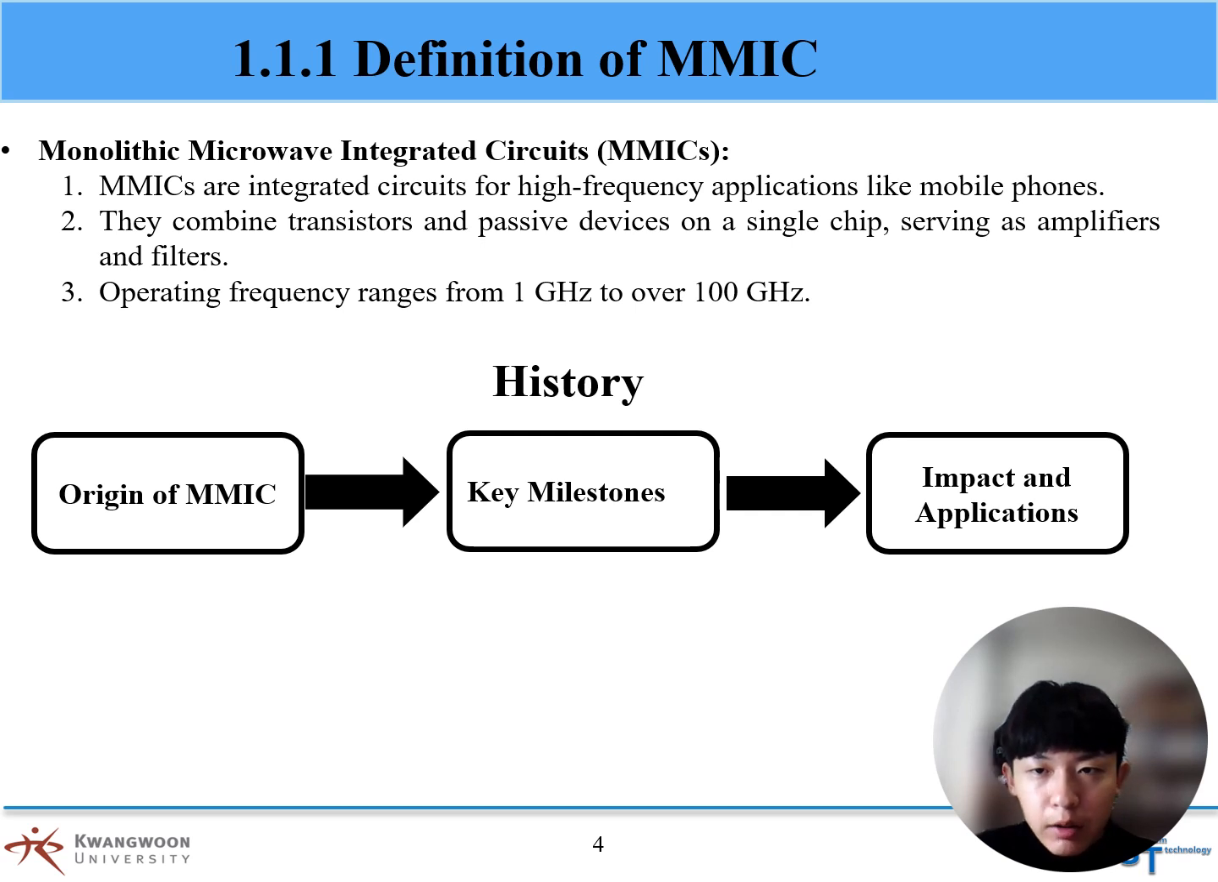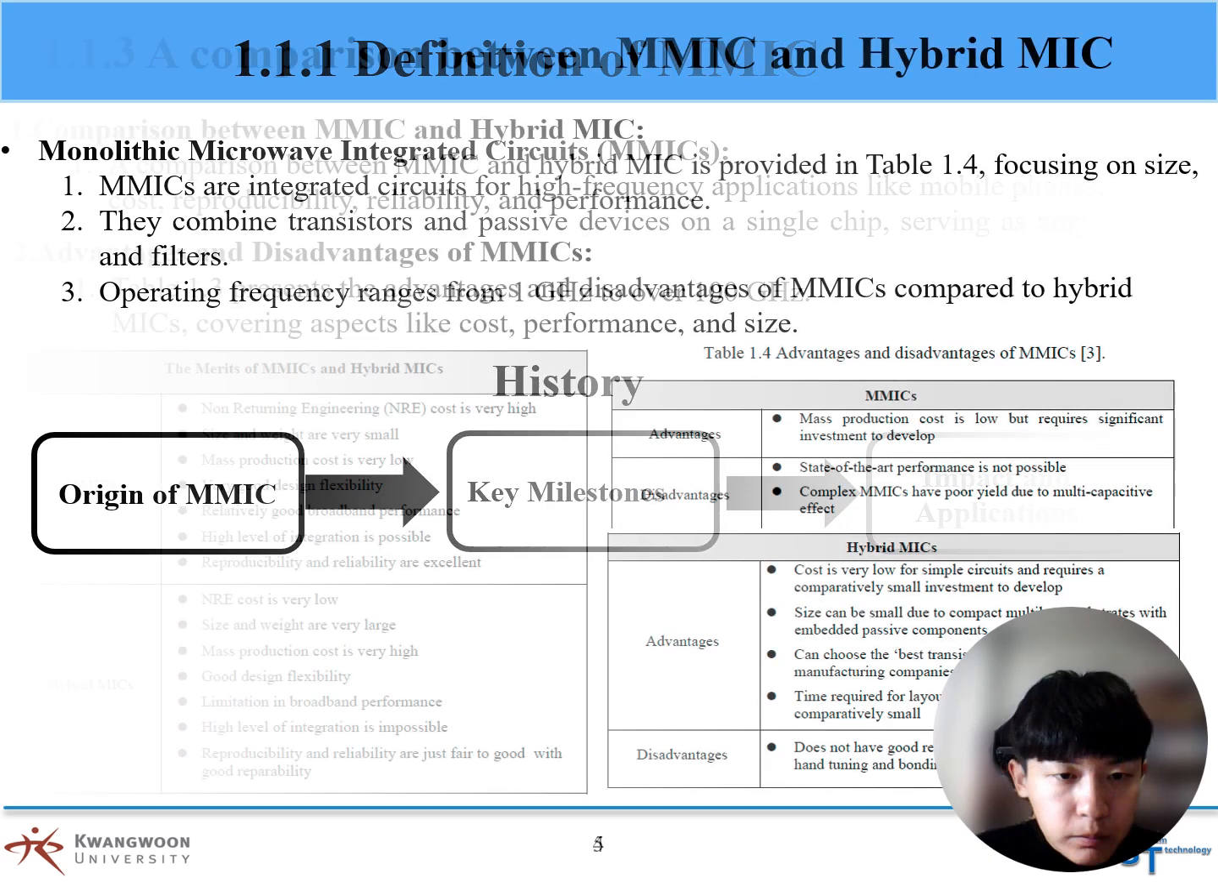And in the third part, impact and applications. MMIC technology advancements facilitated various commercial applications, including DBS TV receivers, ACAS, wireless local area networks, and personal communications.